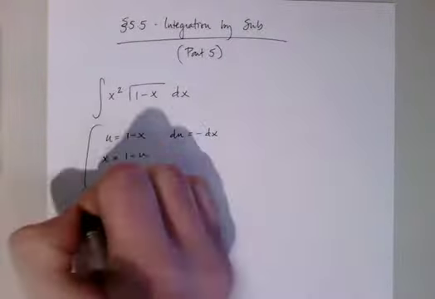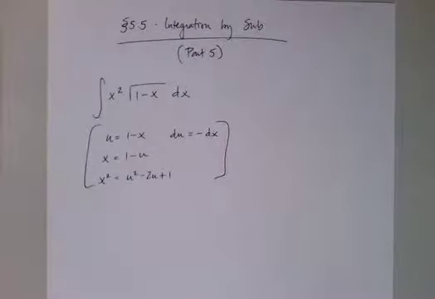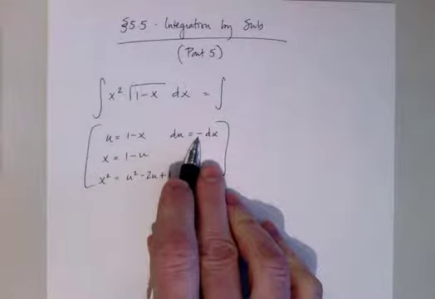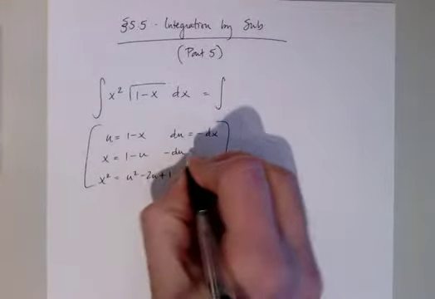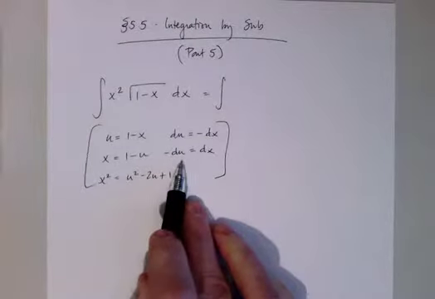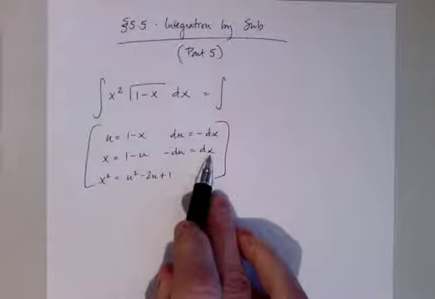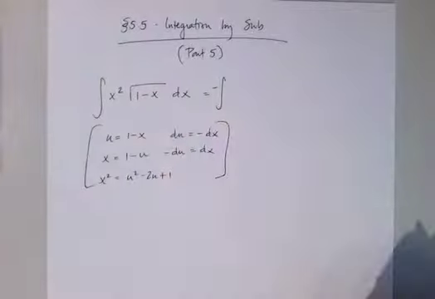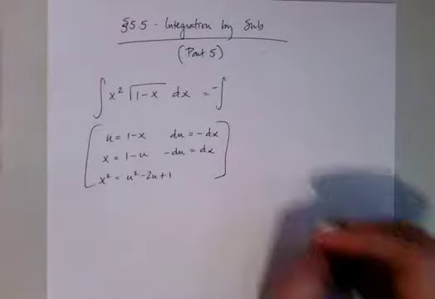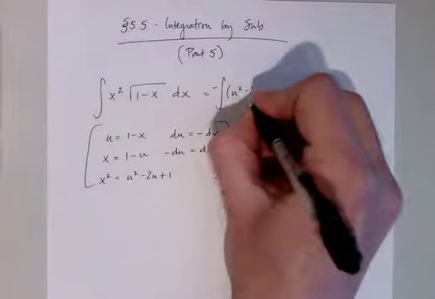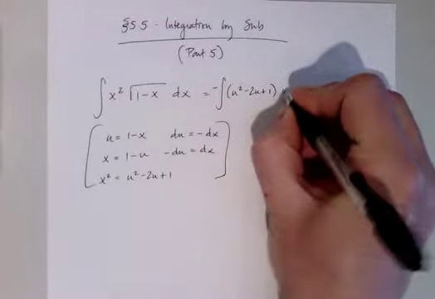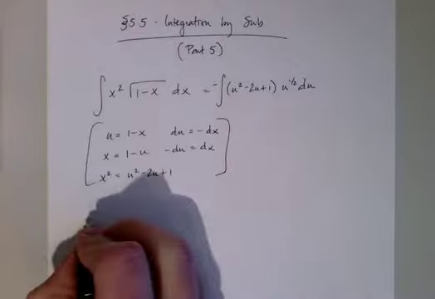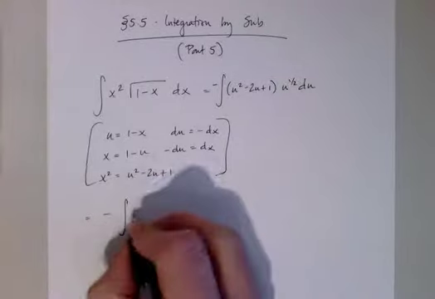Okay, so you can put all that into a little box and use that to transform this. I'm going to take this negative, because that just means that negative du is equal to dx. Either way works, but if it makes more sense to you because you're taking out the dx and plugging in the negative du, I'm going to put the negative out here in front. In doing so, I get u squared minus 2u plus 1 times u to the 1/2 du.